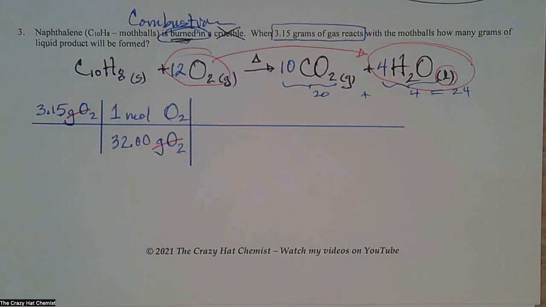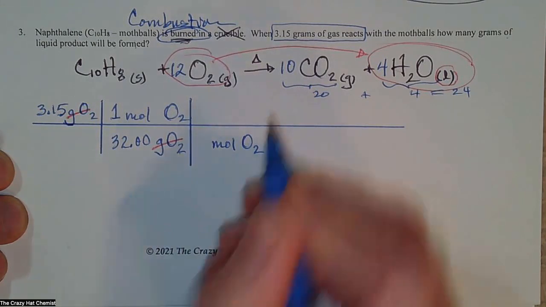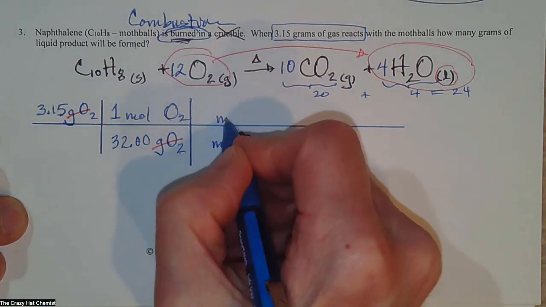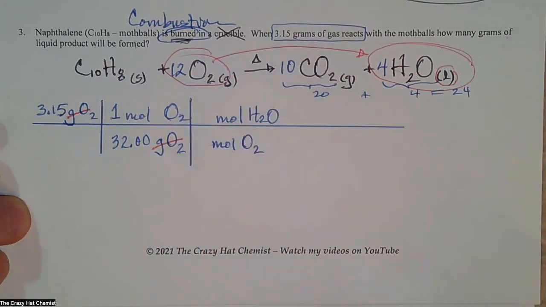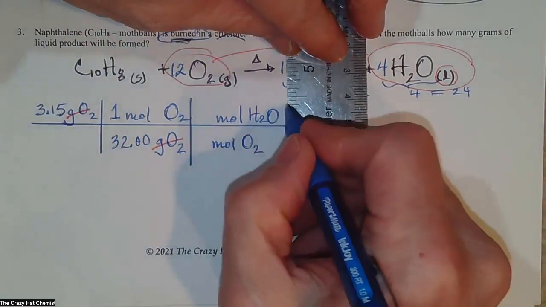Fantastic. All right. So now what we need to do is we need to convert the moles of oxygen into the moles of whatever compound I want, which is the liquid product, and that is water. So I'm going to have moles of O2 here in this denominator term. That way they cancel out. And I'm going to use this mole ratio to change the formula. Again, the mole ratio is the only way that you can change the formula.